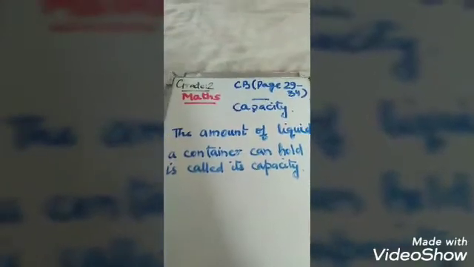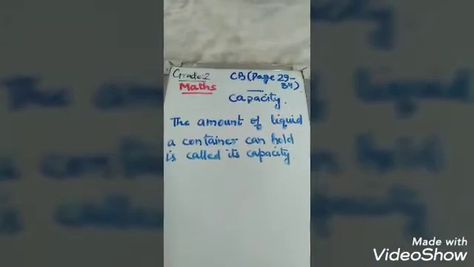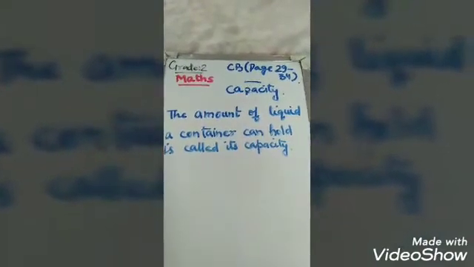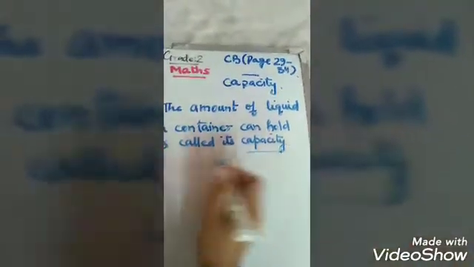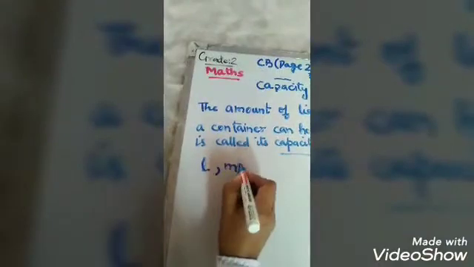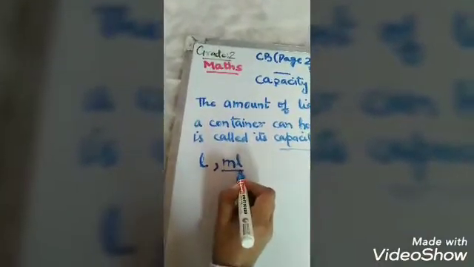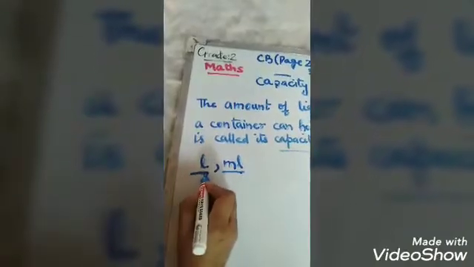But before moving to the course book, let me tell you the meaning of capacity. The amount of liquid a container holds. This is a container, as you know. So the amount of liquid in it is called the capacity. And you know, we have two units, small l and small ml. This is for smaller quantity, and this is for larger, bigger quantity.